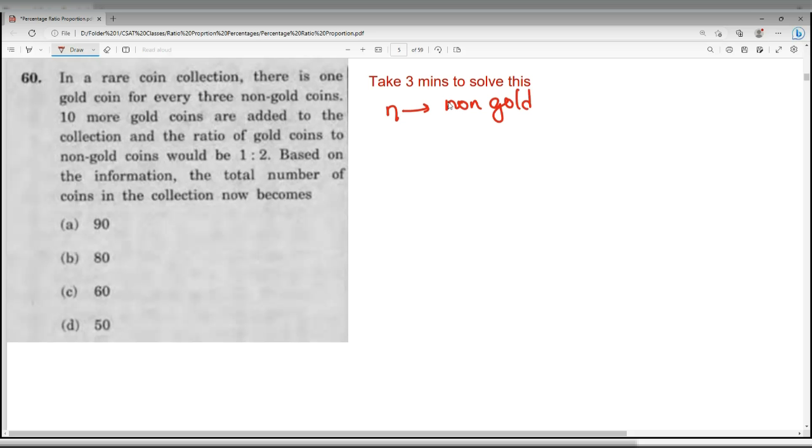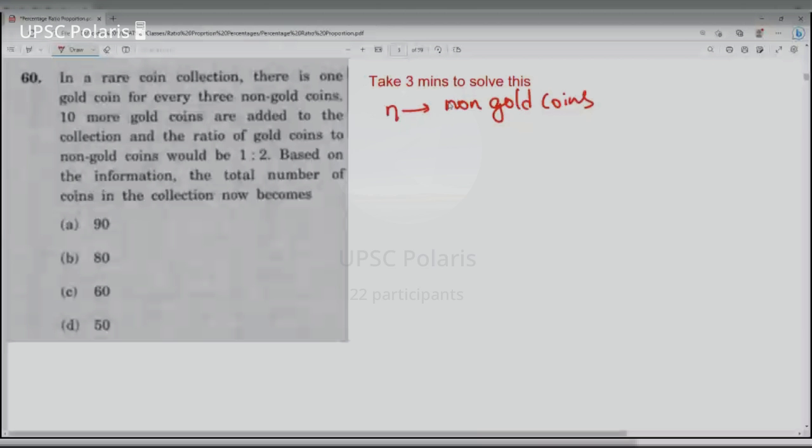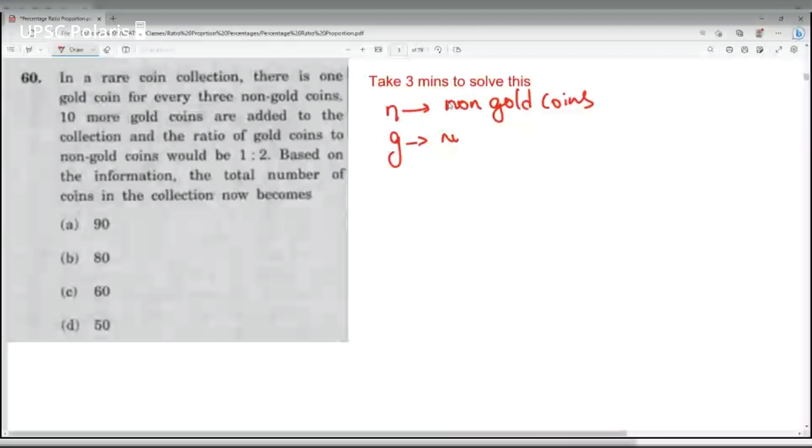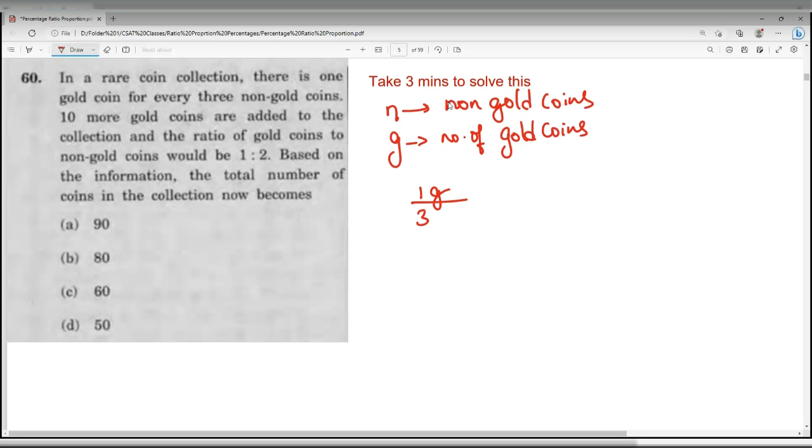It would be n, the number of non-gold coins, and g, the number of gold coins. So what they're saying is, for every 1 gold coin, there are 3 non-gold coins. So we have G is equal to 3n.